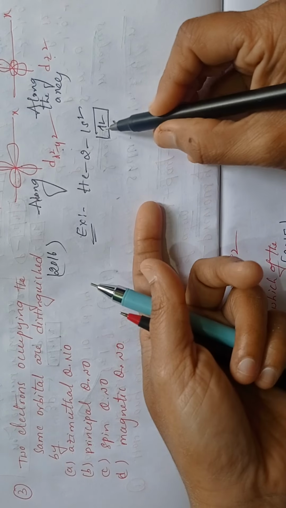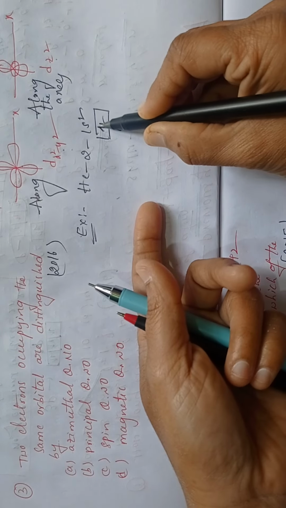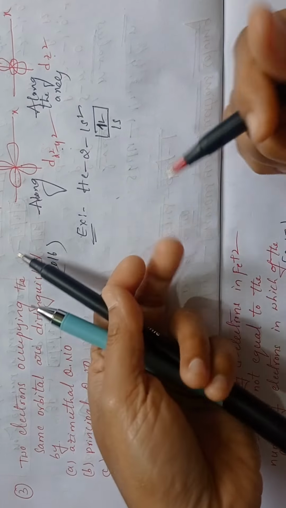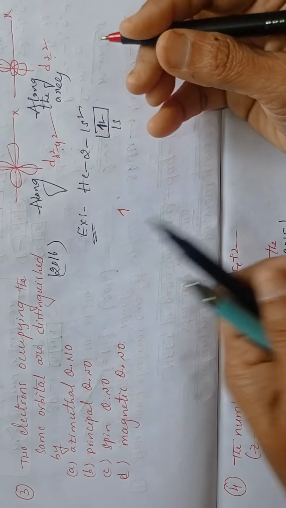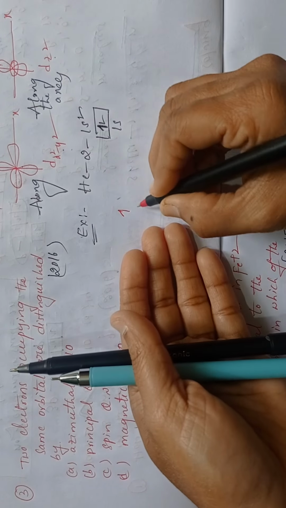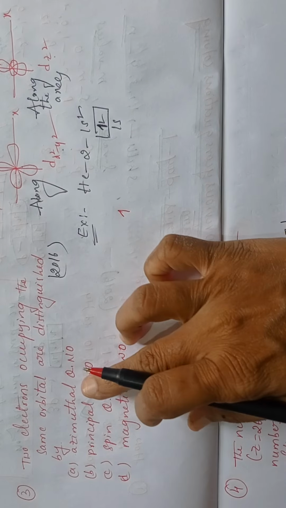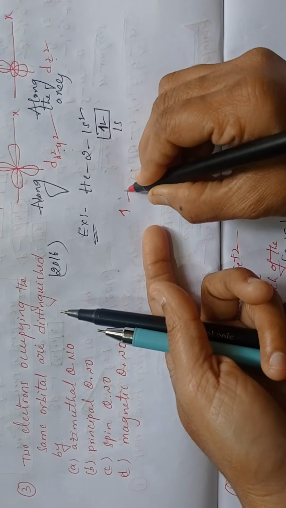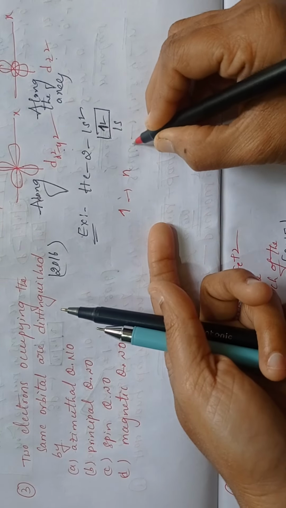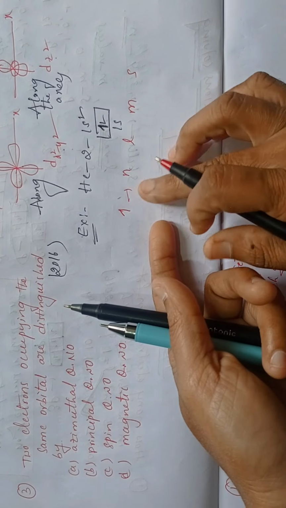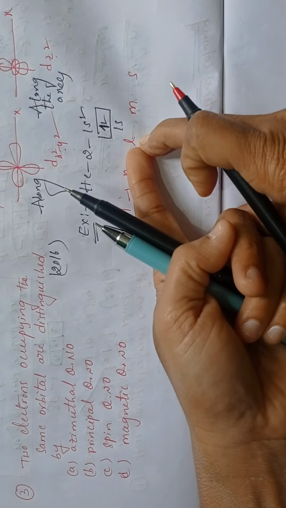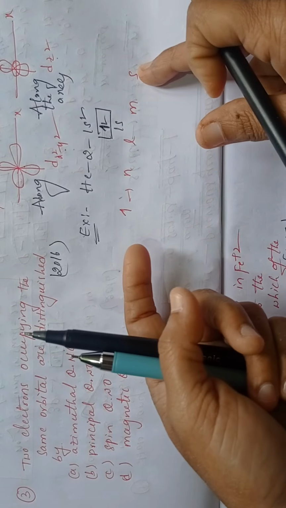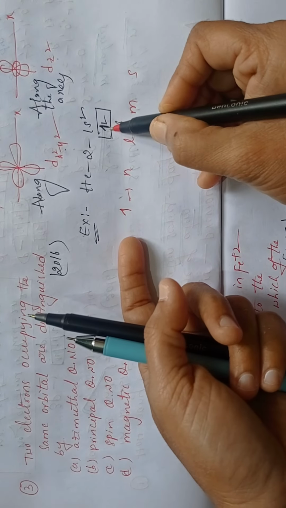That means here you calculate for this electron. First, for this electron I am going to calculate. For this electron, what is the azimuthal? All values you calculate, students. What is the n value? n, l, m, s: principal quantum number, azimuthal quantum number, magnetic quantum number, spin quantum number for this electron. Are you clear?